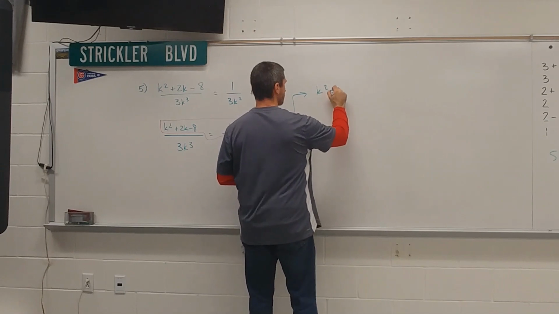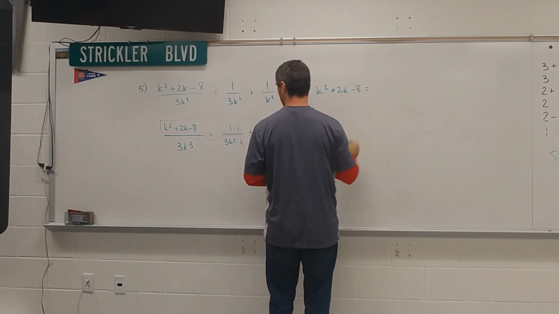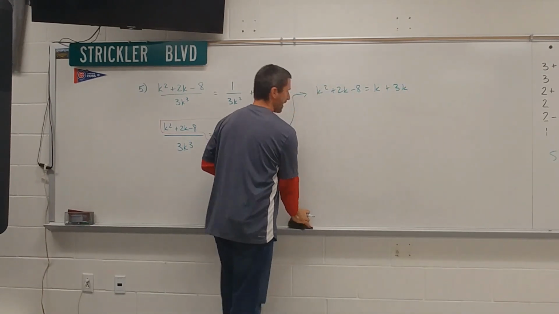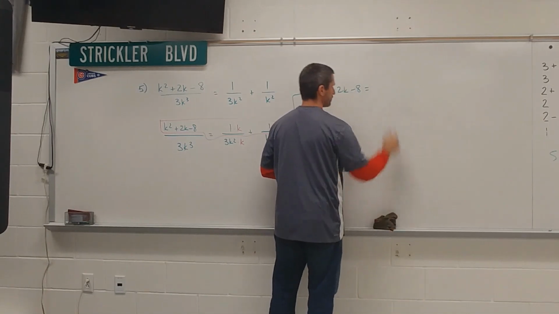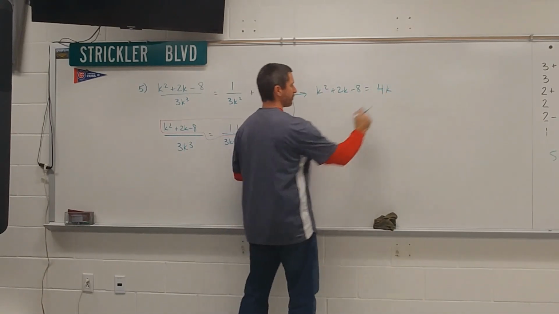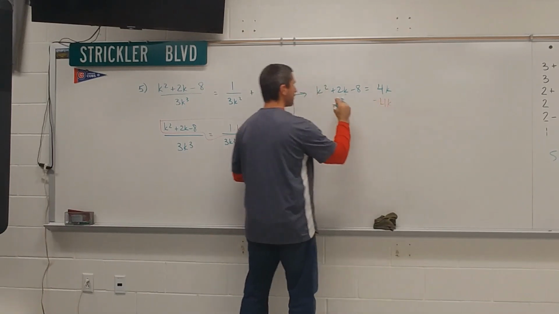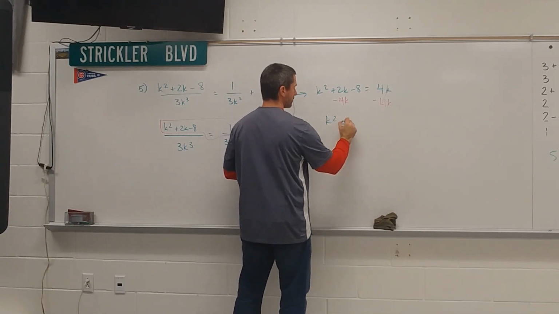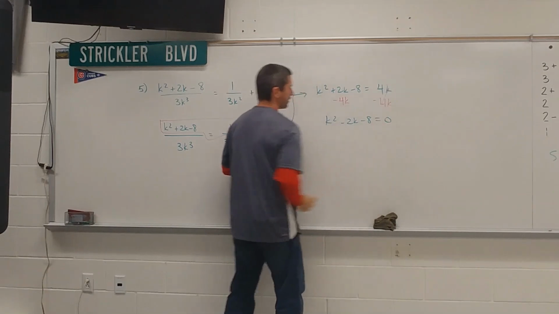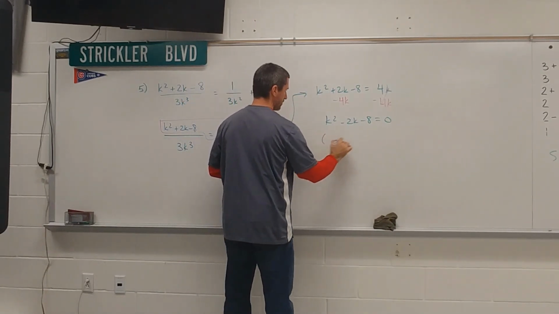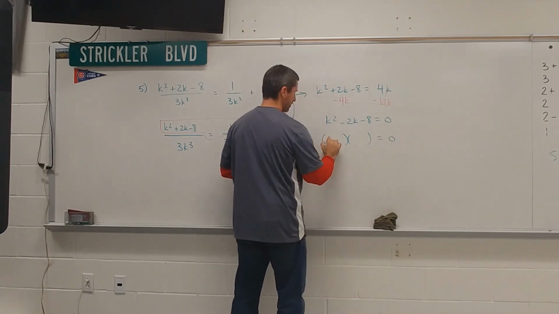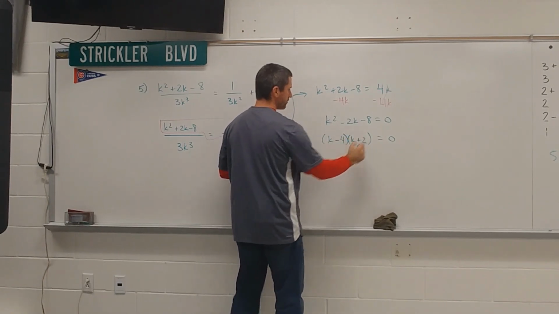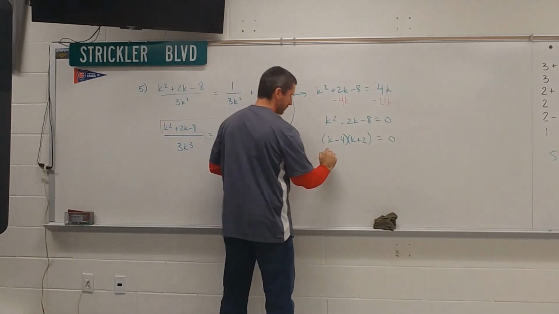k squared plus 2k minus 8 equals k plus 3k, also known as 4k. All right, let's go ahead and take that 4k, subtract it to the other side. Cancel. This is going to be over in just a couple minutes. Minus 2k minus 8. I'm going to look to factor that. I can. Times 4 and 2, minus 4 plus 2. Yeah, I think we're good there. Set both equal to 0.